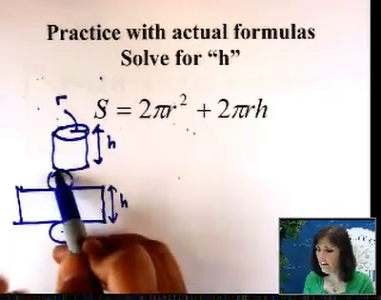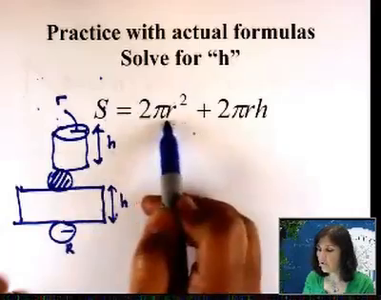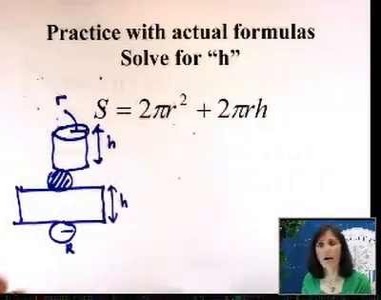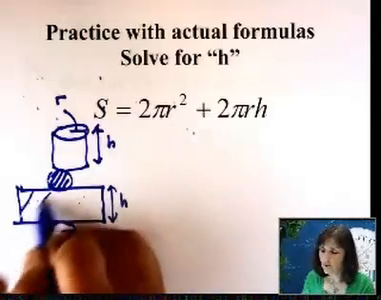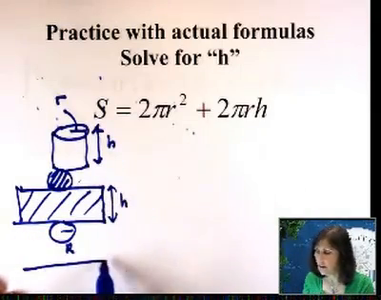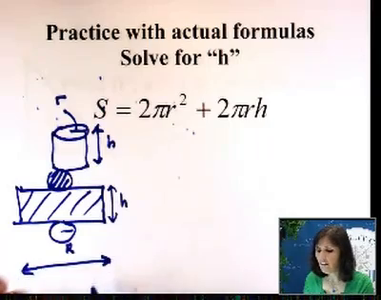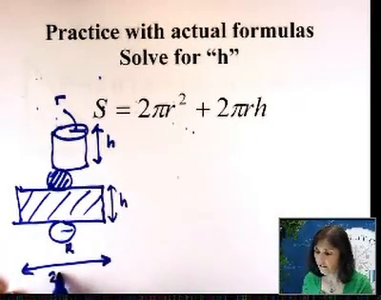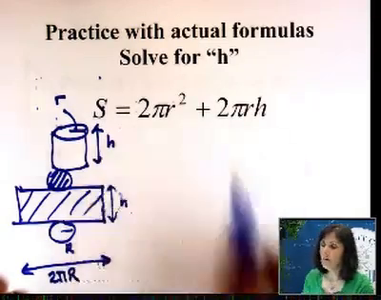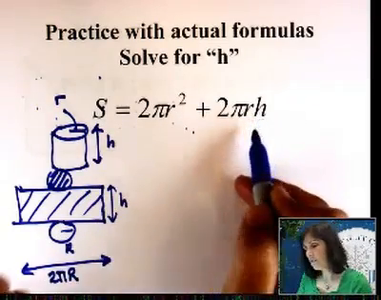Now, the area of a circle is pi r squared. You have 2 of them, so 2 pi r squared. And then 2 pi r h, where did that come from? This is a rectangle when you open it up. The thing is, this length is going to be the circumference of that circle, which is 2 pi r. Pretty neat, huh? So, when you want to solve for h, what do you need to do?